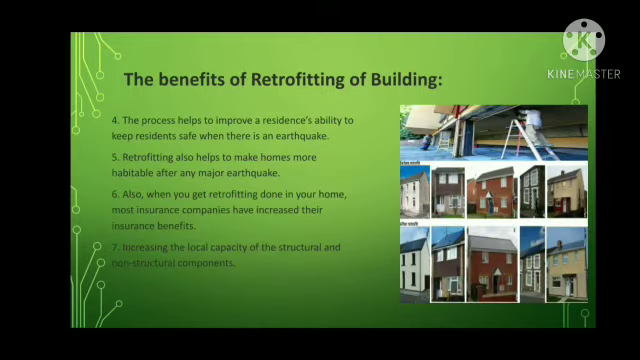Next, the process helps to improve a resident's ability to keep residents safe when there is an earthquake. Retrofitting also helps to make homes more habitable after any major earthquake. Also, when you get retrofitting done in your home, most insurance companies have increased their insurance benefits. And lastly, increasing the local capacity of the structural and non-structural components.